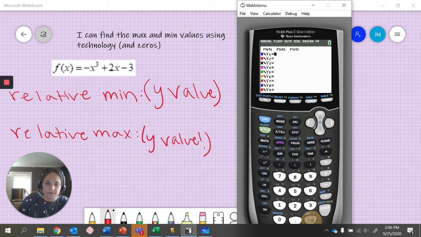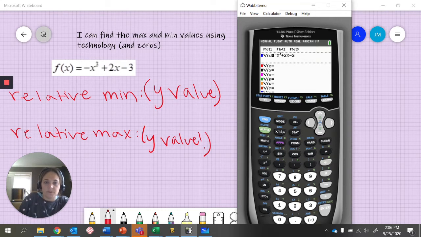So negative, now be careful, the negative is down here, it is not the minus sign. Negative x cubed plus 2x minus 3.